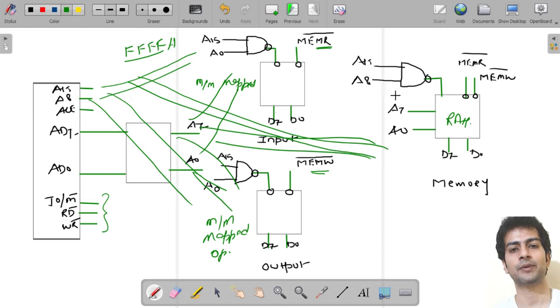Now see what will happen here. Here also FFFFH is available, higher bits here, lower bits here. But here there will be a problem, because here we have memory read also, memory write also. So there will be confusion about which one will be selected. This confusion is eliminated by keeping one condition in mind: memory addresses of input or output devices can never be the same as the memory locations of the memory device.